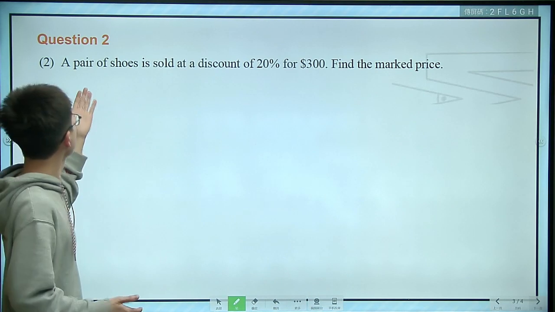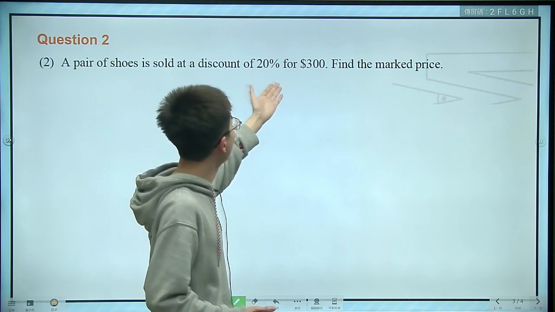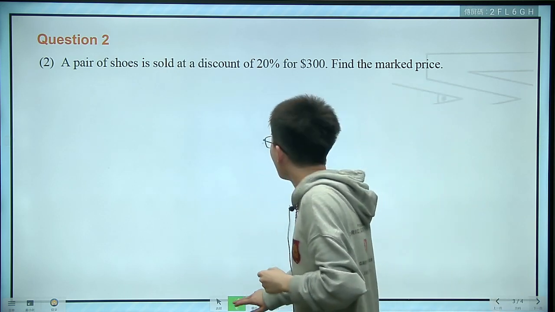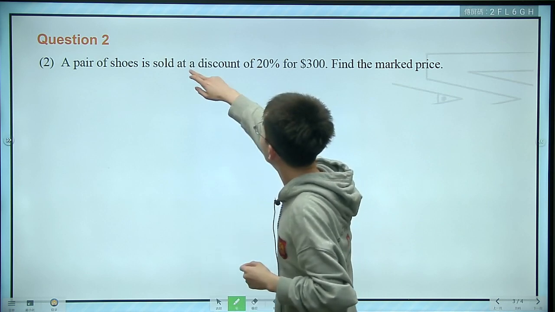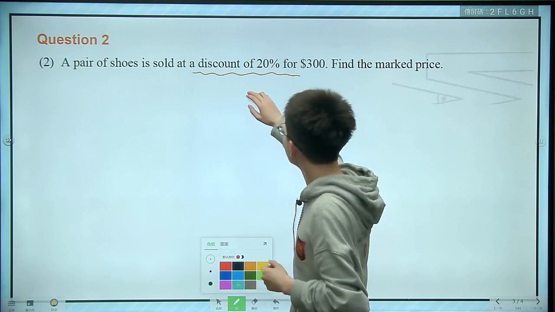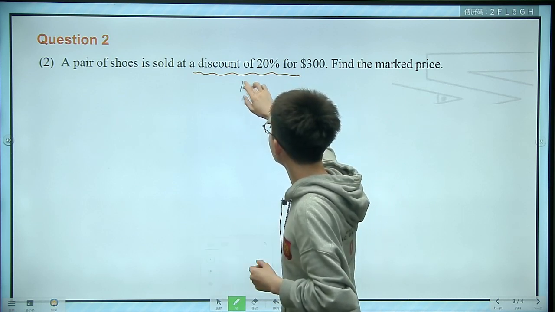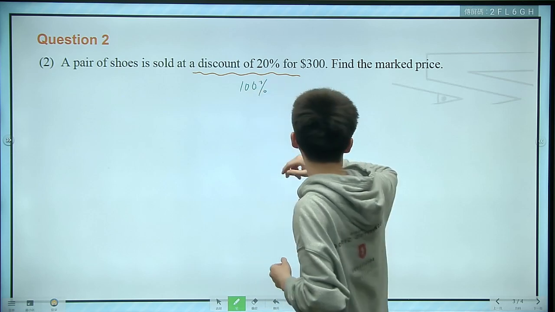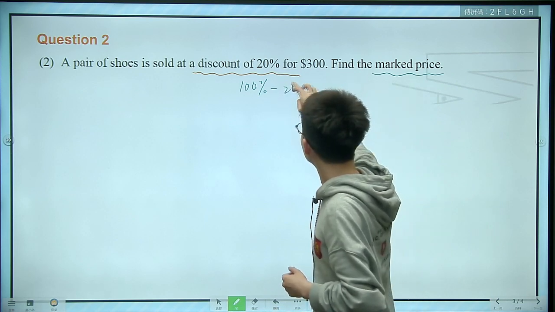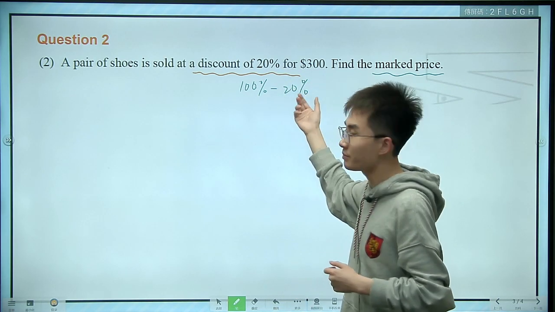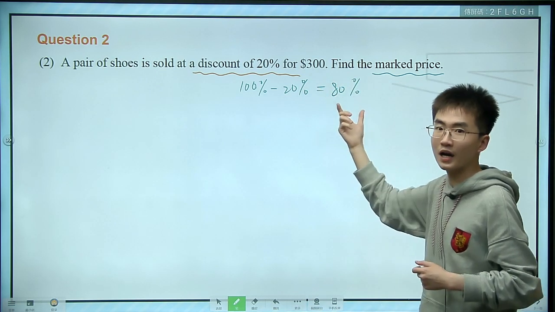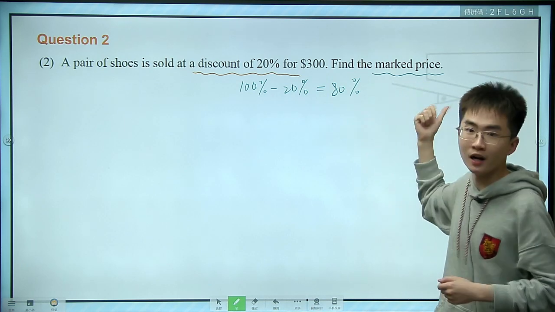A pair of shoes is sold at a discount of 20% for $300. Find the marked price. First of all, we need to understand what is meant by a discount of 20%. A discount of 20% means if we have 100% of the original marked price and you minus 20%, you get a 20% discount. The new price, the discounted price, will be 80% of the original marked price.